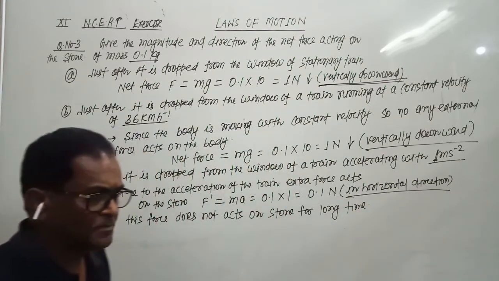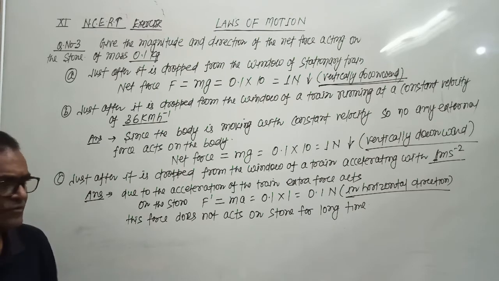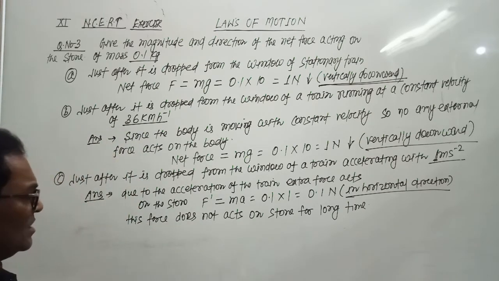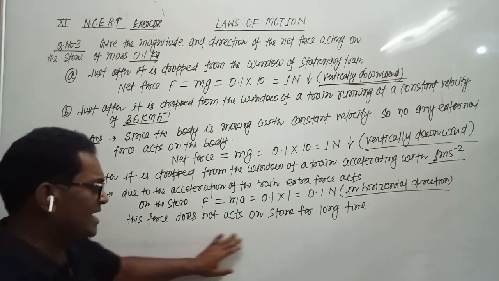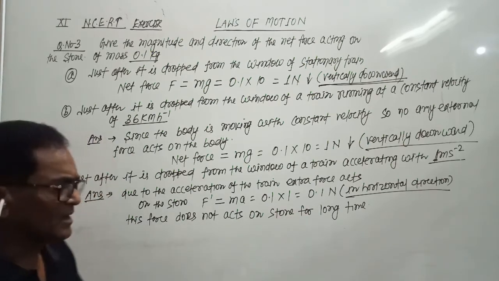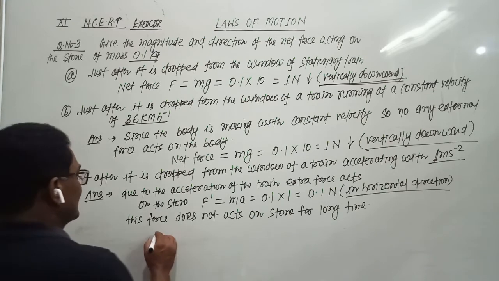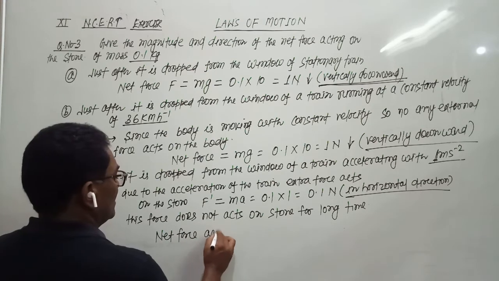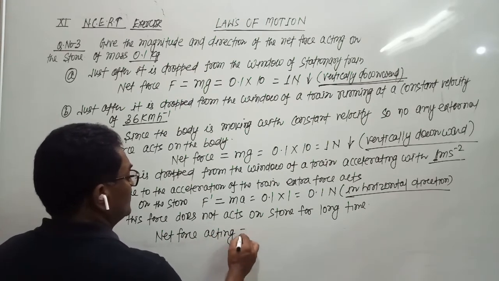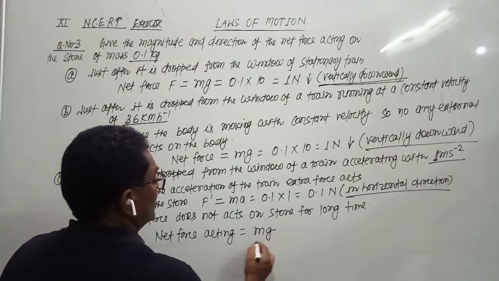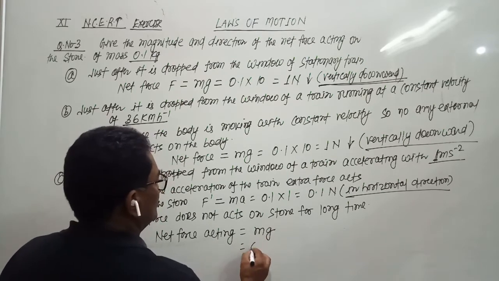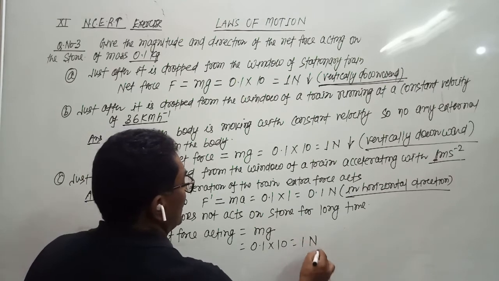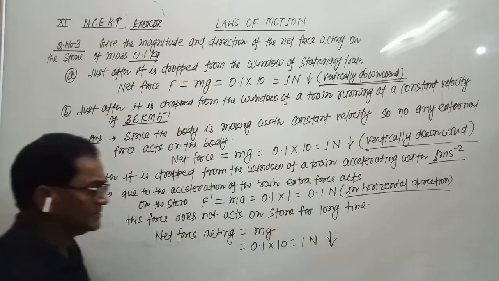When the stone is dropped, just 0.1 Newton force acts in the horizontal direction. That is the extra force. But this force doesn't act on the stone for a long time. Therefore, in this case also, the net force acting is the weight, which equals m into g, 0.1 into 10, and that is 1 Newton in the downward direction.